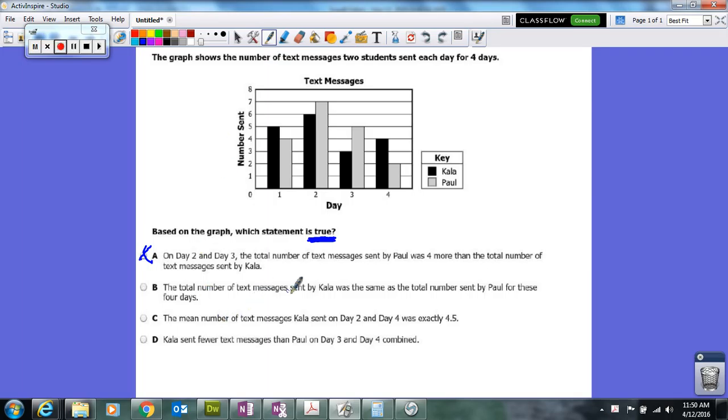The total number of text messages sent by Kayla was the same as the total number sent by Paul for all 4 days. I doubt that because, again, Kayla's a girl and she talked.